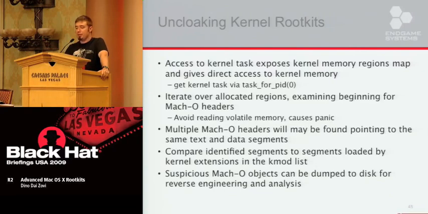And basically, once you find a Mach-O header, you can look at what segments it refers to, like where it has the text segment or its data segment. And you just compare those to the segments that should be loaded from the kernel module list. And once you do this, and kind of do a diff of these, you will find any suspicious Mach-O objects that are somehow loaded in the kernel, but aren't either A, the kernel itself, or B, an authorized kernel module.